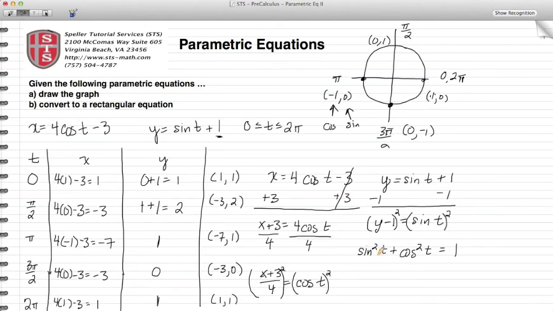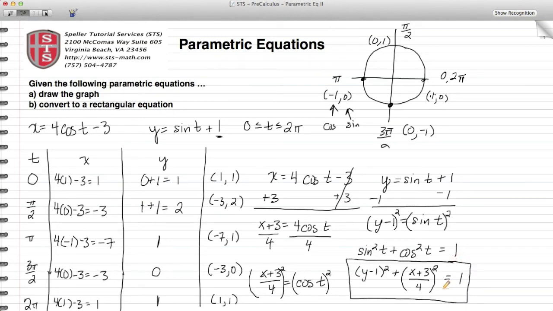So here, sine squared t is the same thing as (y minus 1) squared. And then cosine squared t is the same thing as the quantity (x plus 3) divided by 4, squared. And again, that equals 1. So here is our rectangular equation from those parametric equations.